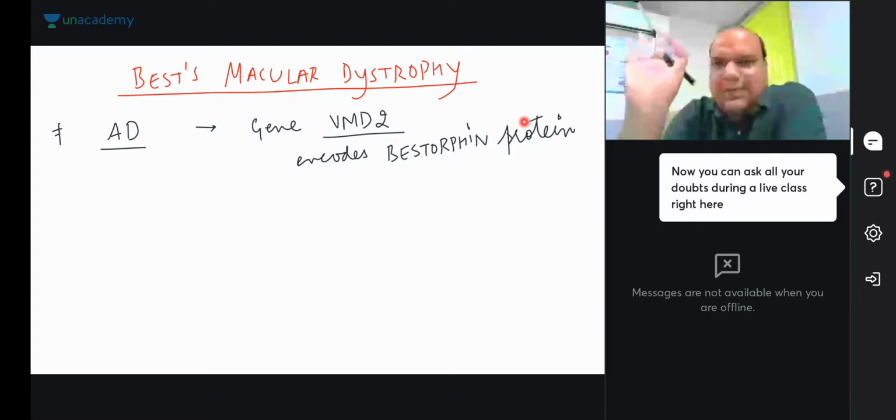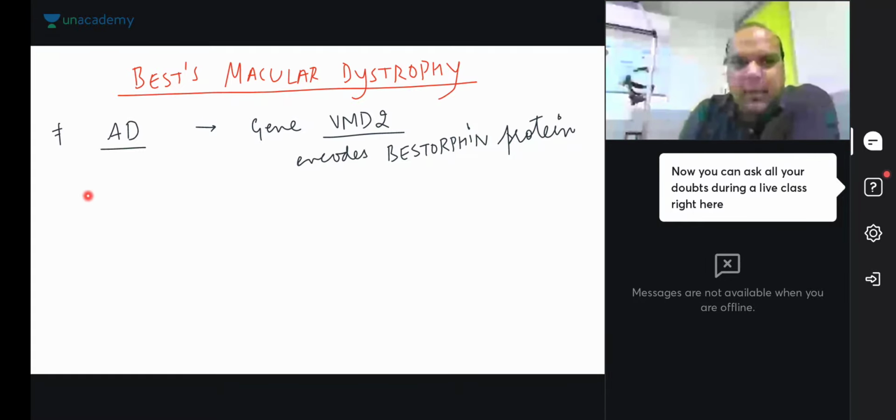I hope you understand from this that the name of the disease is Best's because there is a problem in translation and transcription of bestrophin protein. Am I clear, everybody? Best's does not mean it is the best quality of dystrophy. No, Best's is the name based on the protein. Okay. Now, what is the symptom?